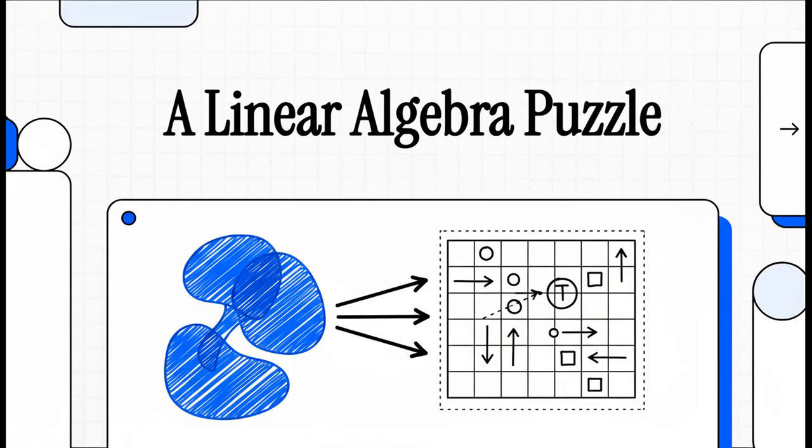Welcome to the Explainer. Today, we're going to tackle a really clever linear algebra puzzle. It's one of those problems that starts with what seems like a paradox but ends with a surprisingly clear, concrete answer. We'll get to connect the super abstract world of vector spaces with the nuts and bolts of matrix transformations.